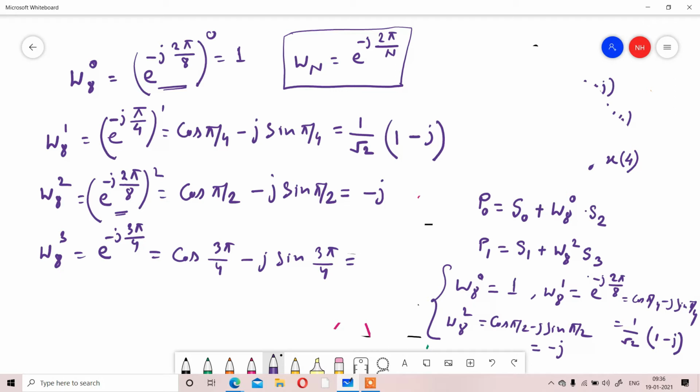So if we simply put the values, you will get 1 by root 2 into 1 plus j, minus 1 by root 2 into 1 plus j. If we put the values of cos 3 pi by 4 and sin 3 pi by 4, you will get that value. So in that way, you have to calculate W8. Okay, clear?